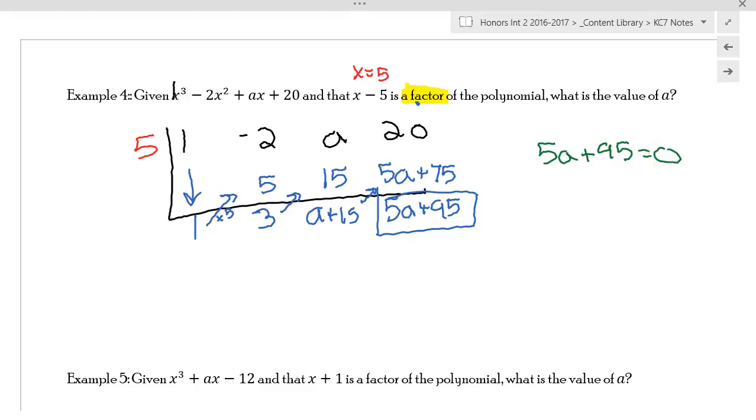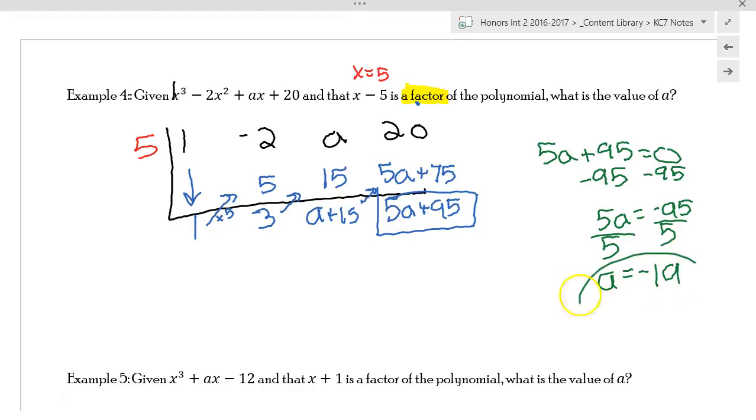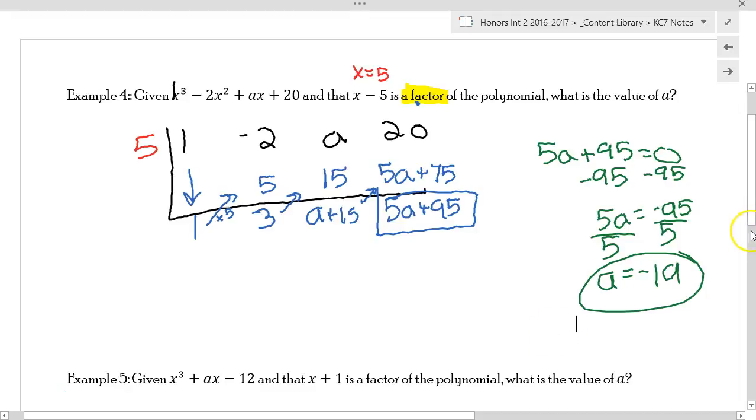Now all I'm doing is solving for a. Right? I'm going to subtract 95 from both sides. And then I'm going to divide both sides by 5. Right? Negative 95 divided by 5, you get negative 19. So it looks a little strange, but it is just doing synthetic division and then setting your remainder equal to 0. Okay. Again, if it's a factor, your remainder is 0.